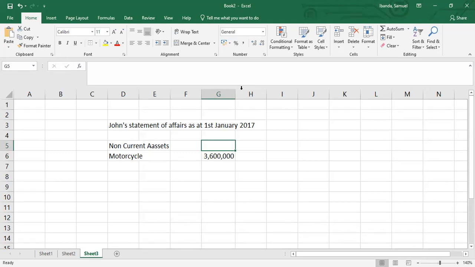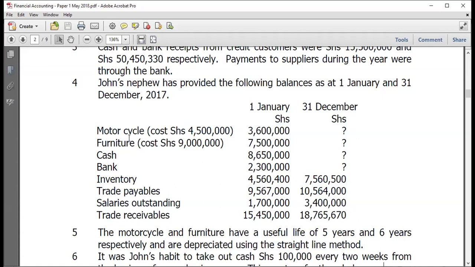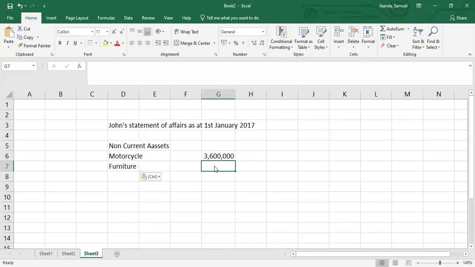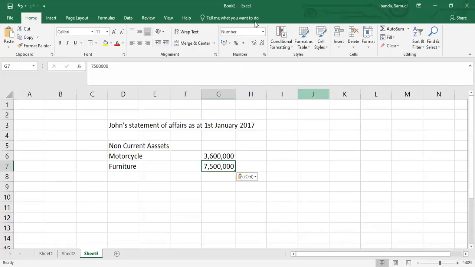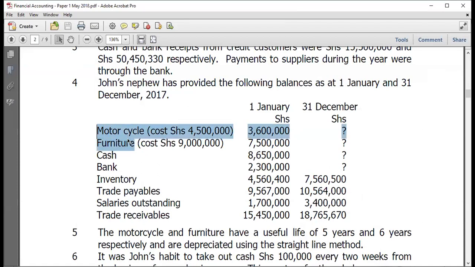The amounts are in shillings. I'll include that there. This is furniture. Furniture is 7.5, so you also note that there. You should also be doing it on your side as we proceed, for easy following. These are the only ones that we are seeing as the non-current assets or fixed assets. I don't have any other. So what I'll basically do is get the total and move to the rest.